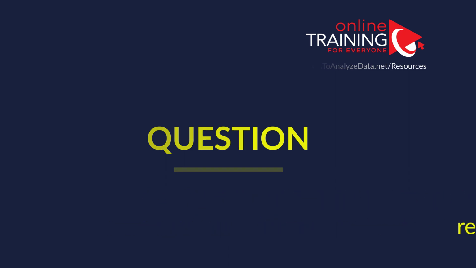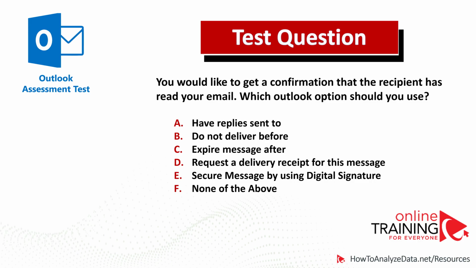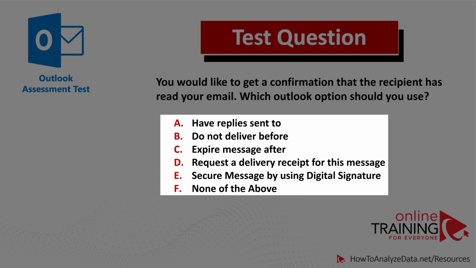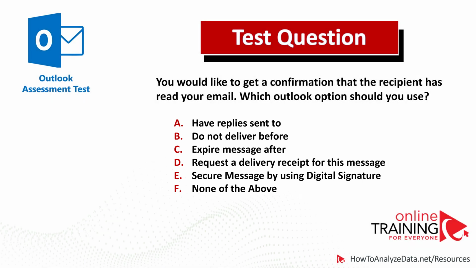Let's look at the tricky question you might frequently see as part of Outlook test. You would like to get a confirmation that the recipient has read your email. Which Outlook option should you use? And you have 6 choices. Have replies sent to, do not deliver before, expire message after, request a delivery receipt for this message, secure message by using digital signature, or none of the above. Do you think you know the answer? Let's see how we can get to the correct answer together.